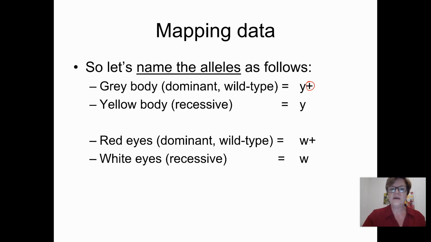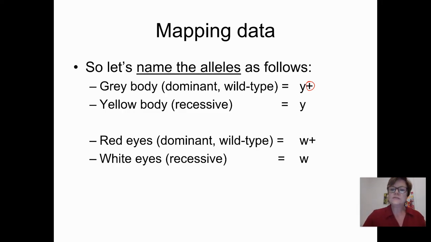And let's say yellow body is going to be recessive, so it's just going to be a Y by itself. So you just kind of accept that that's the nomenclature we're going to use. You can use any letters you want, but this is the way I'm setting up this problem.